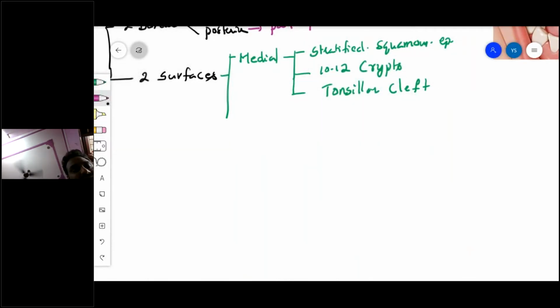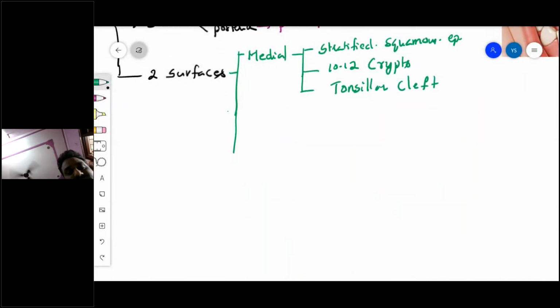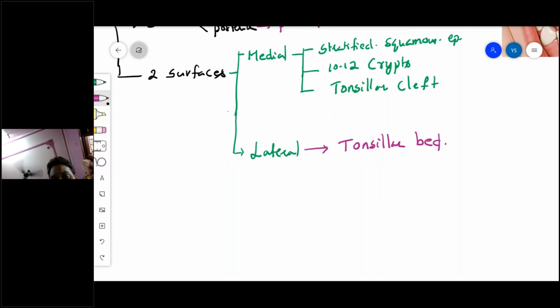Now we come to the second surface. This surface may be asked as a short notes question. This one is the lateral surface. Usually, the lateral surface of the palatine tonsil is related to the tonsillar bed. Now we are going to see what structures are forming the tonsillar bed.